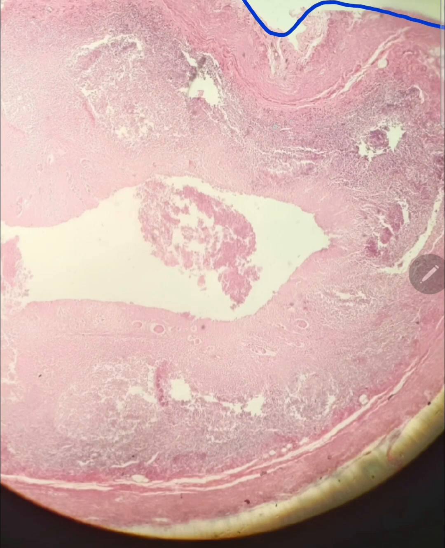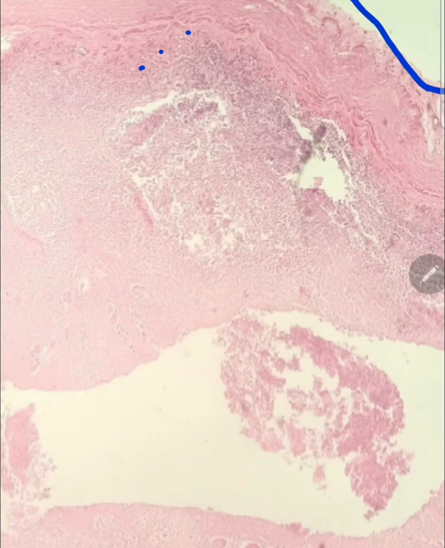And then there are some lymphatic follicles also present in the lamina propria. There is muscularis mucosae, submucosa, and the muscularis externa and serosa. This is the section of the appendix. This type of basophilic stain that you see here is mostly for a lymphatic follicle.